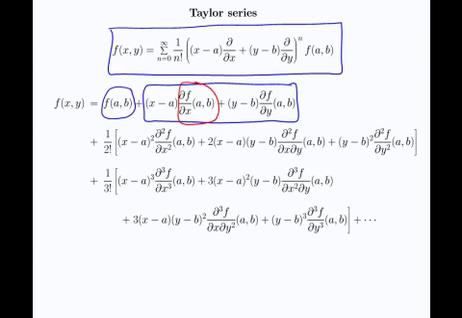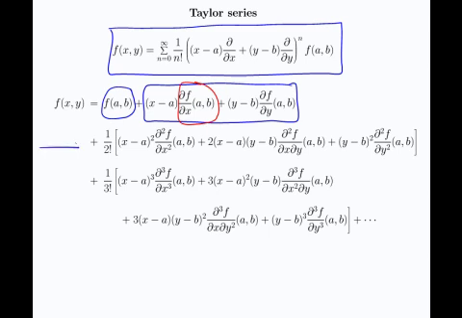That bit there, partial df by dx at (a, b), means find the derivative first, so differentiate f with respect to x, and then, once you've differentiated, evaluate it at the point x equals a, y equals b. Similarly for partial df by dy evaluated at the point (a, b).